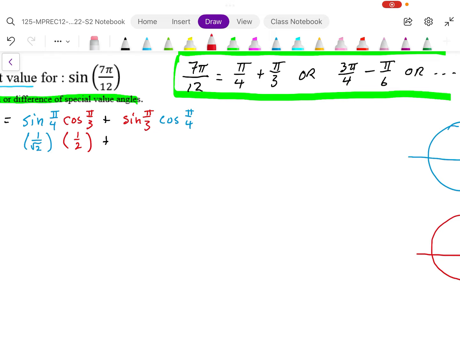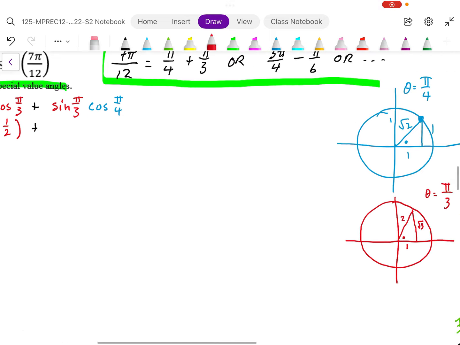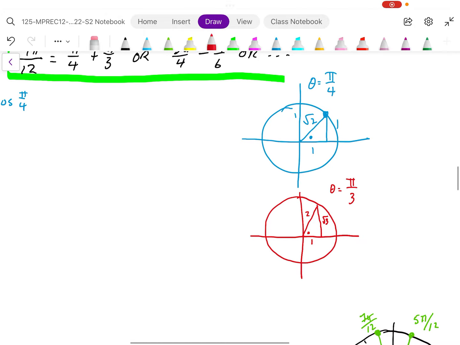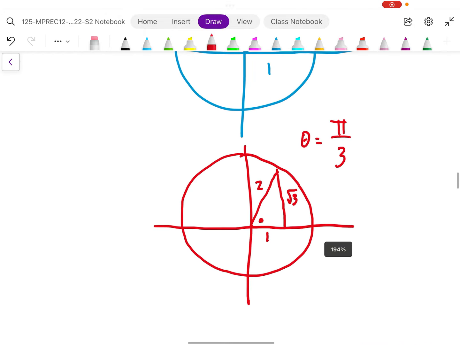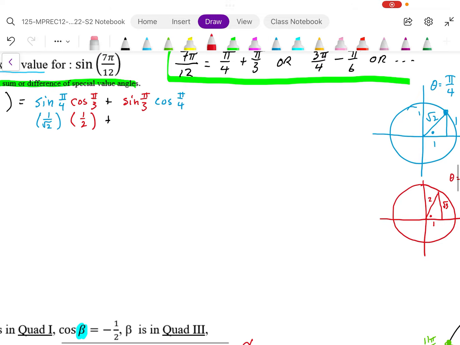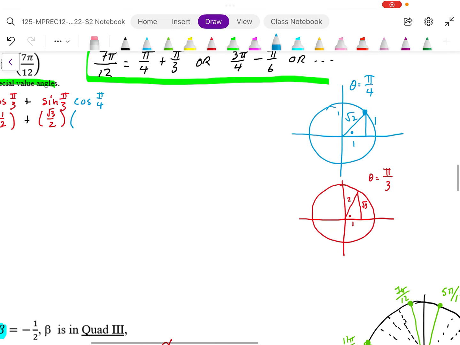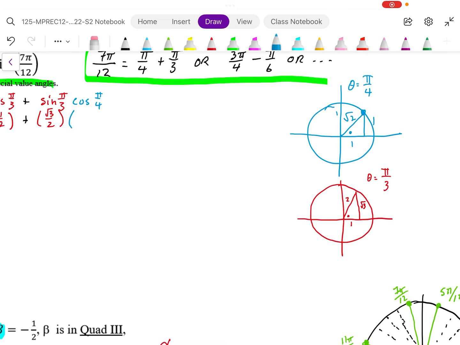Plus, sine of pi over 3, I need to go to the pi over 3 picture. Sine of pi over 3 is going to be root 3 over 2. So then I have root 3 over 2. I replace the whole sine pi over 3 with root 3 over 2. I do not put root 3 over 2 inside a sine expression. And cosine pi over 4, cosine is going to be the horizontal over the radius, so 1 over root 2.